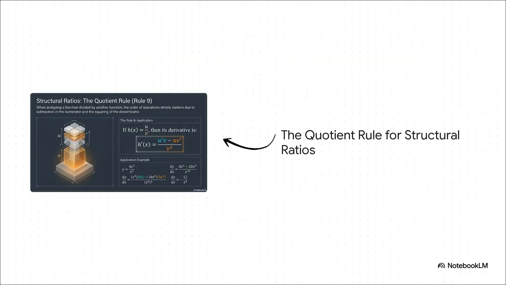Now, what's really interesting about this slide is that division changes the game entirely. This is Rule 9, the quotient rule, and we use it for structural ratios. Unlike addition or multiplication, division is not flexible at all. Because our formula has a subtraction sign sitting right there in the numerator, the order of operations strictly matters here. Think of it structurally like a 3D block. It is the bottom times the derivative of the top, minus the top times the derivative of the bottom, all divided by the bottom squared. If you get that order wrong, your whole calculation literally reverses direction.